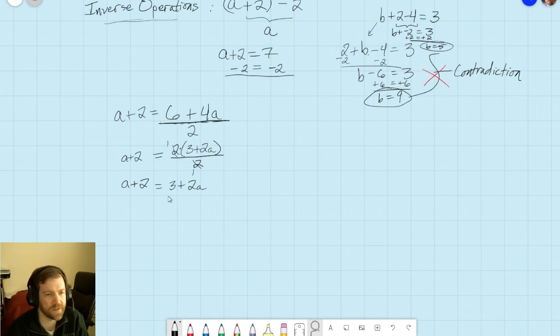All right, so in this case, now we need to adjust so that everything is back on the same side. So we want all of our a's to be together. Now, me personally, I like to keep my variable terms positive. So I'm going to move the one that has fewer. So this is 1a. This is 2a, and both are positive. 1 is less.